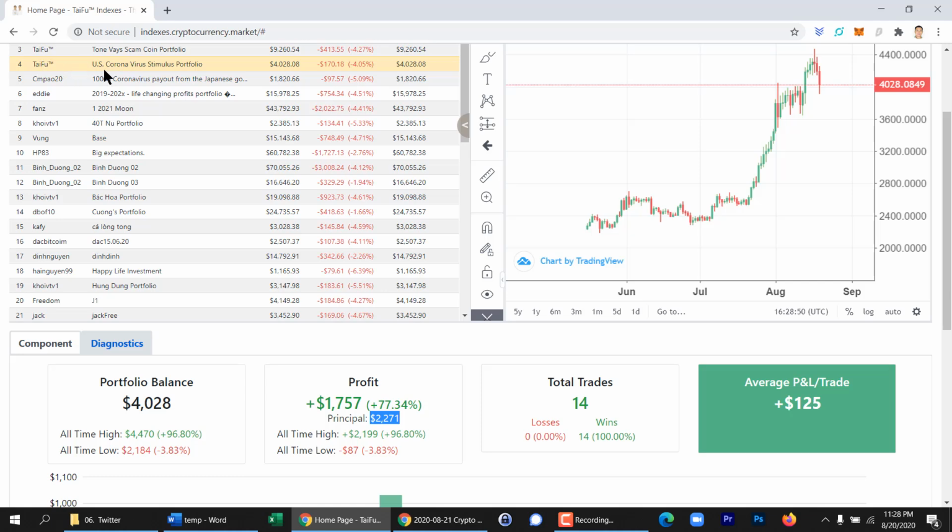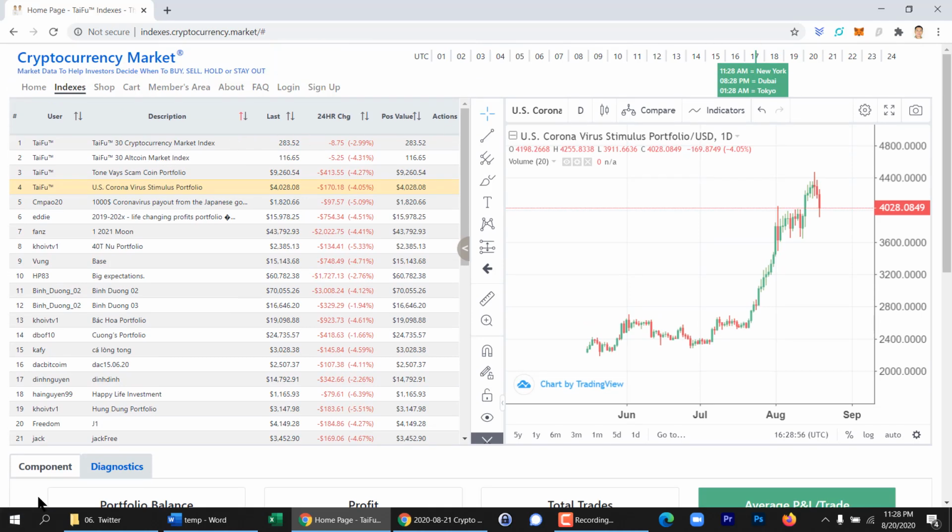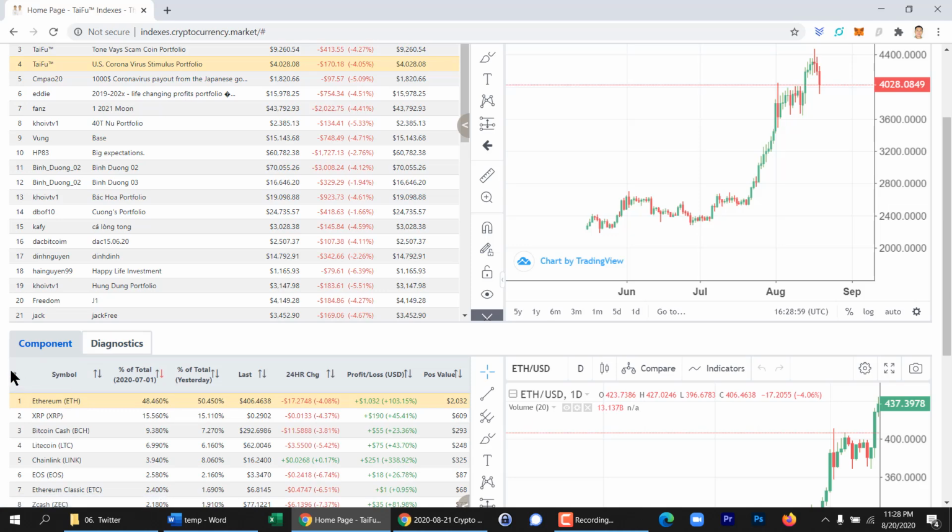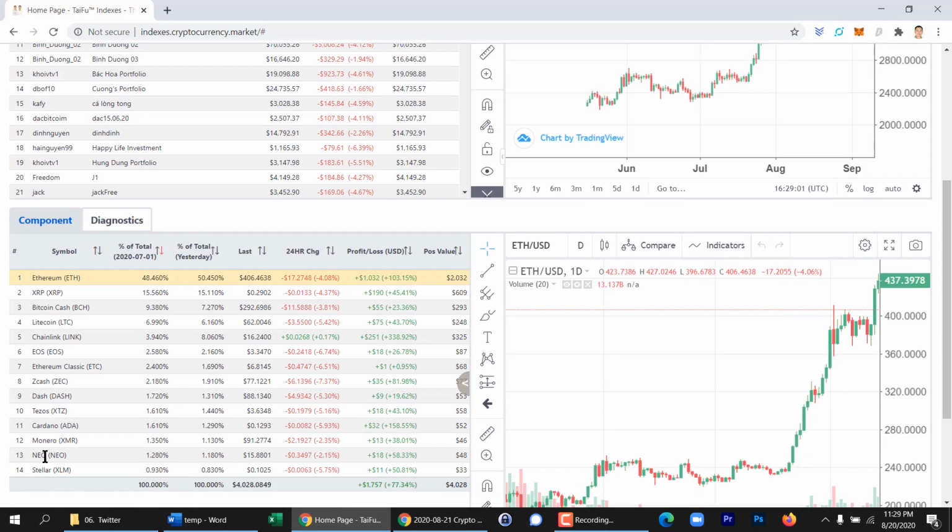For example, the TaiFu 30 altcoin market index has 30 coins in there, but if you look in the components of the actual case study, there's only 14 coins because there was a few dollars left over, and the coins after number 14 I did not want to put in the portfolio, it was just too much of a hassle. So that's why I stuck with these 14. It's not a perfect replication of the TaiFu 30 altcoin market index, but it covers the biggest market cap portion of it, so it's good enough, right?